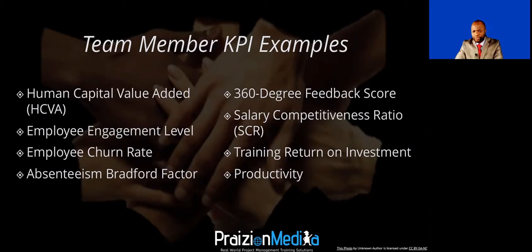Gotcha. So determining the project team's performance could lead to one actually getting these KPIs. So some examples of the KPIs Emily talked about are things such as human capital value added, employee engagement level, employee churn rate, absenteeism Bradford factor, 360-degree feedback scores, salary competitiveness ratio, training return on investment, and productivity.